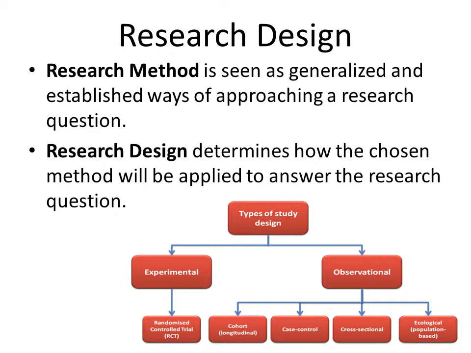Research methods are generalized and established ways of approaching research questions. For example, there is the qualitative method, which covers large numbers but provides limited details. And on the other hand, there's the quantitative method, which covers smaller numbers but provides more detail. It's important to note that not all methods can be applied to all research questions. With this in mind, we have learned that the choice of method is generally limited by the area of research that you wish to explore.